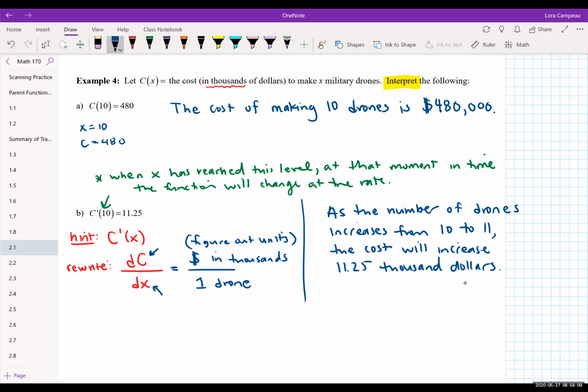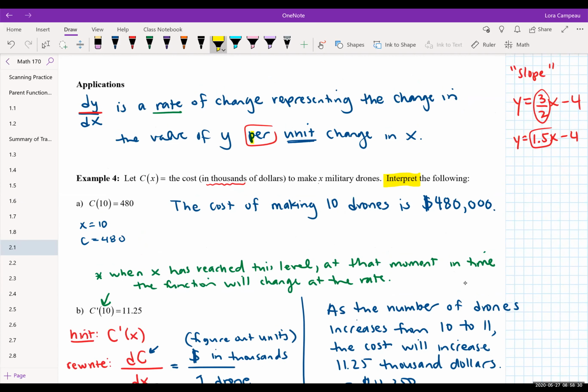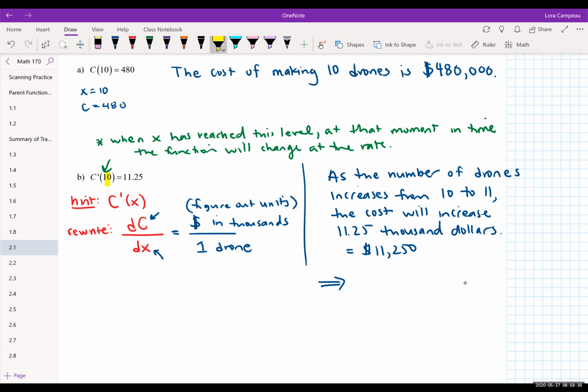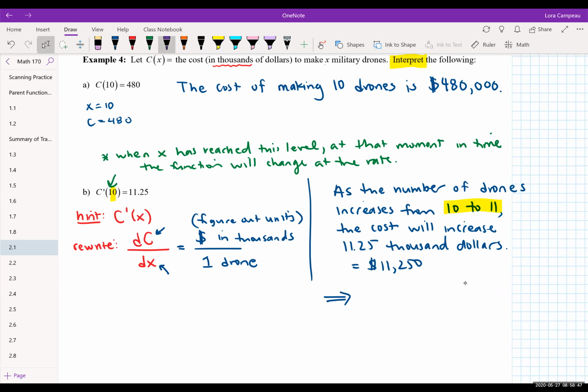So what does that mean? By the way, $11.25 thousand, play with it, 11,250. So I'll simplify it a little bit more. Remember, one more time, we're always talking about per unit change in X. So when you look at your X value, you're thinking, how is it changing from what it is now to one more unit beyond? That's where we're getting the 10 to 11. Then the given rate will be whatever this calculation is. Just be careful with the units.